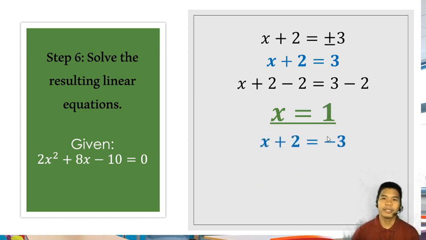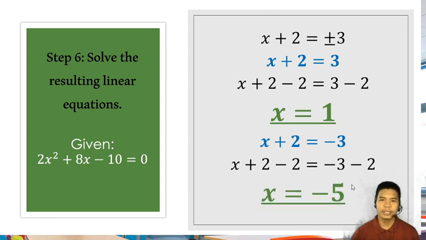Next, gamitin naman natin yung negative 3. So, copy lang ulit. X plus 2 equal to negative 3. Using the addition property of equality, eliminate positive 2 or lipat lang natin yung positive 2 to the other side. So, that will become negative 3 minus 2. And then, 0 na to. So, that is now x equal to negative 3 minus 2 is negative 5. So, x here is equal to negative 5. So, ang second value ng x natin is negative 5.